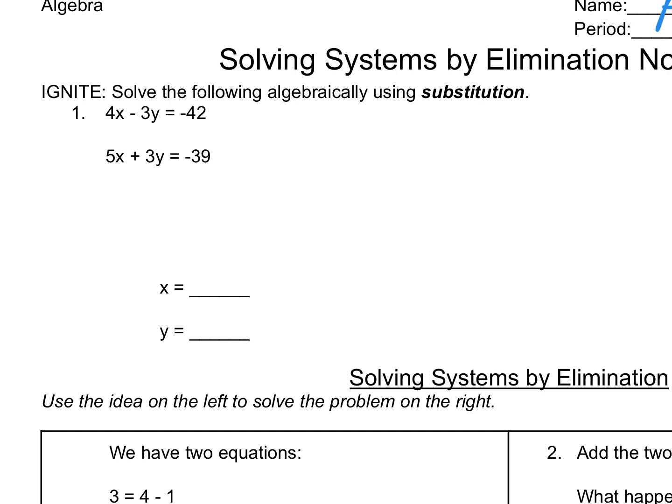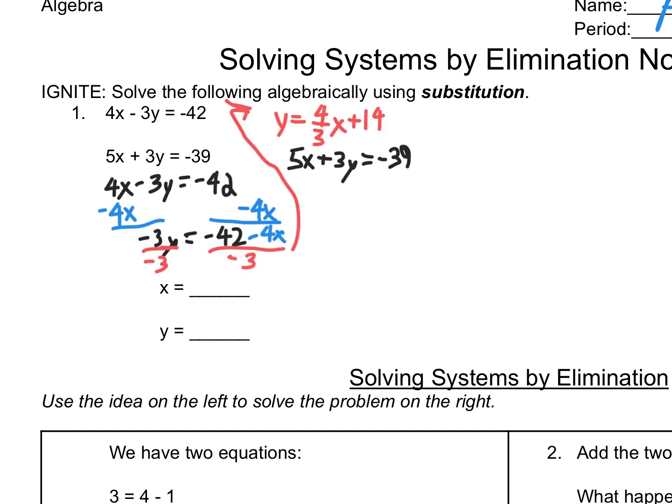Otherwise, remember, we have to get one of the variables solved by itself. I personally would probably solve the top one. Pause it and try it. Otherwise, I solved the top equation for y. You got y equals 4/3x plus 14.